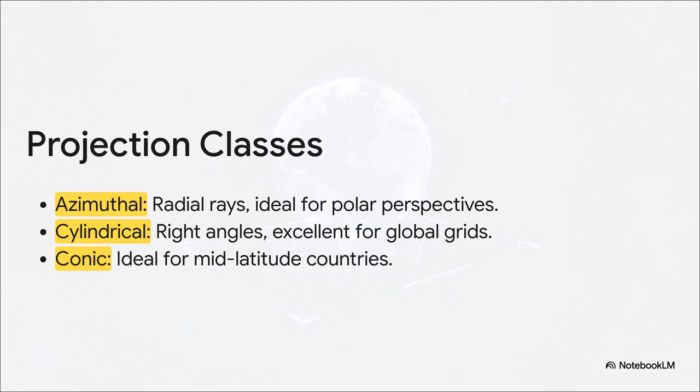Cylinders are wrapped around the equator, meaning all those grid lines intersect at right angles, excellent for global grids. And cones? They're basically dropped over the Earth like a party hat. They sit perfectly to map mid-latitude countries that have wide east-west spans, like the United States or Russia.